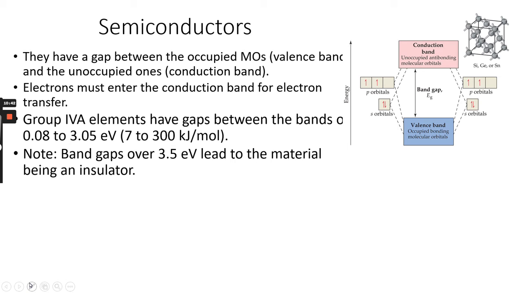So semiconductors have this gap between the valence band, which is your bonding molecular orbitals, and the conduction band, which is your antibonding. Your electrons must enter the conduction band for the electrons to transfer. Most semiconductors will have a band gap ranging from fairly small, 0.08, to around 3. If you exceed 3.5, then that's considered an insulator.